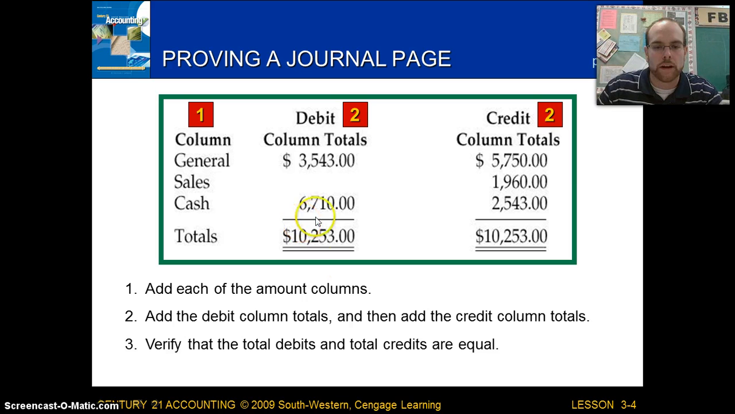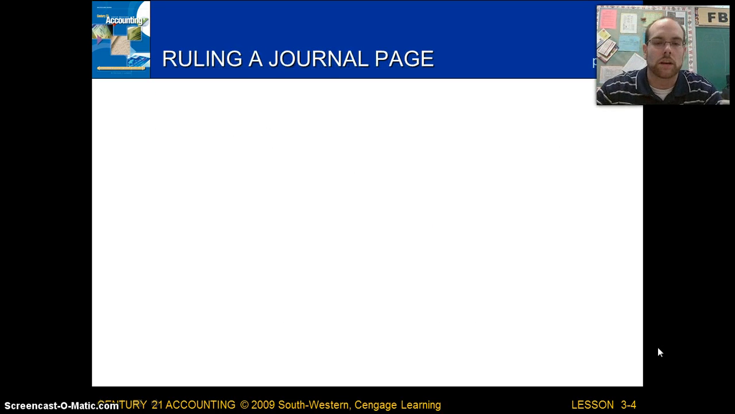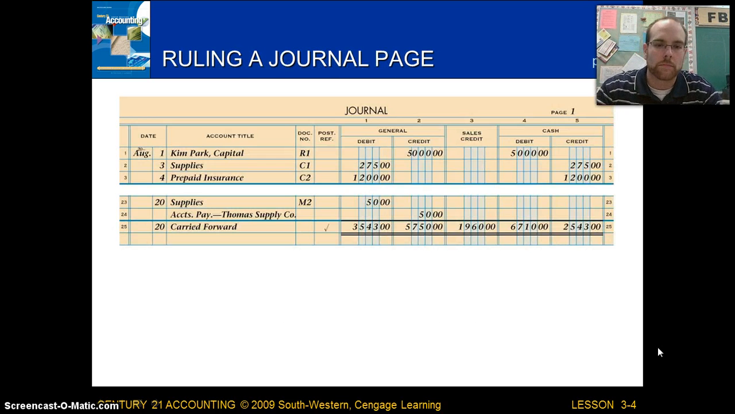Then we want to verify that both of these totals are equal, so that $10,253 is equal to $10,253. That way, because our debits must always equal our credits, we make sure that those are equaling out.